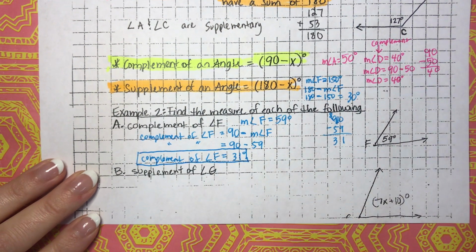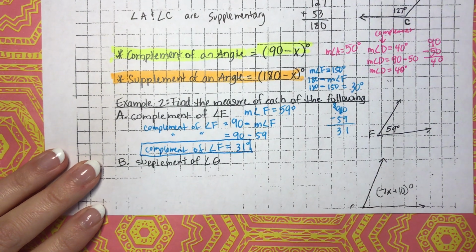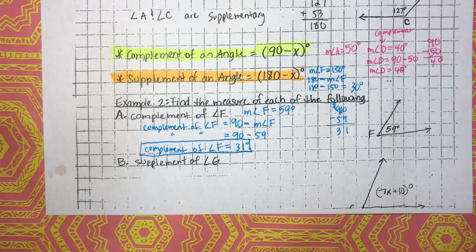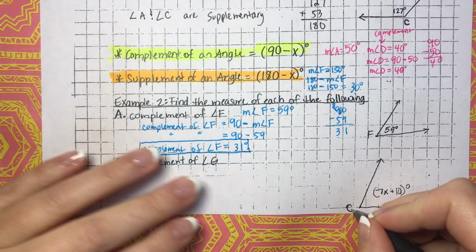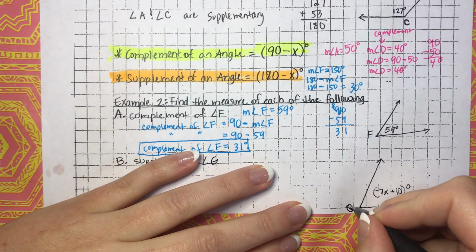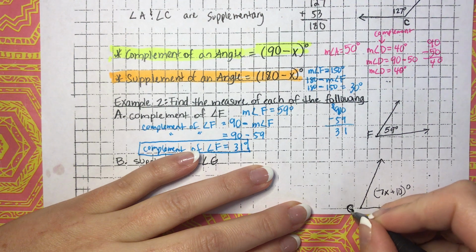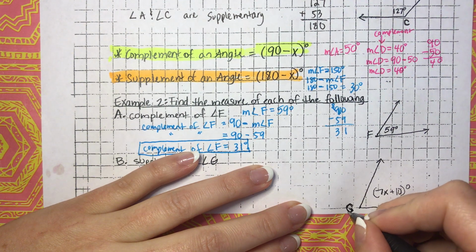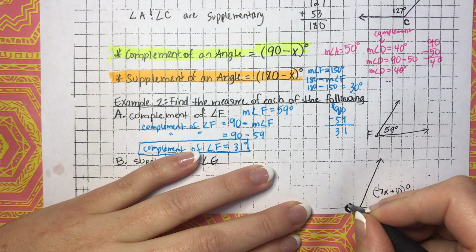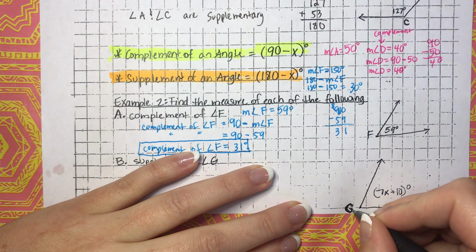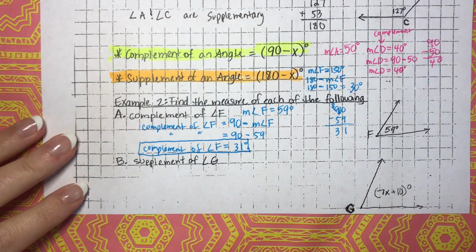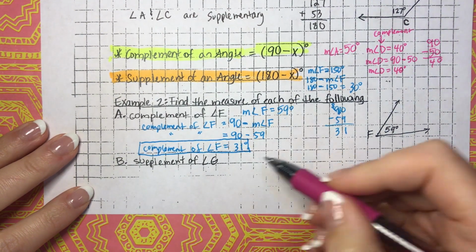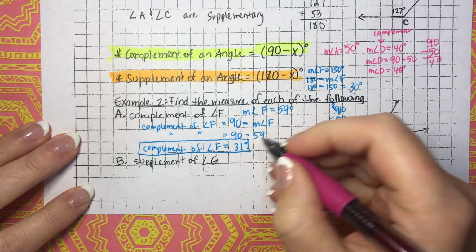All right, cool. Let's talk about the supplement of angle G. So right here in my drawing, this is kind of faded. So this is angle G right here. It's a happy G. Very, very happy G. Okay, there we go. Angle G. So we need to determine the supplement of angle G. Well, what is the measure of angle G?